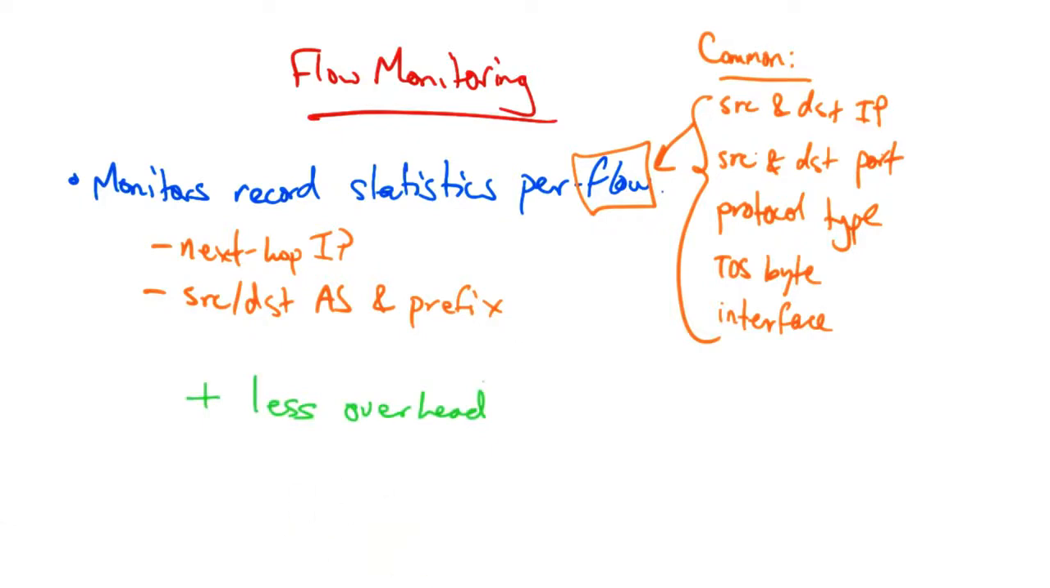Flow monitoring is much less overhead than packet monitoring, but it's also much more coarse than packet monitoring because the monitor does not see individual packets or payloads. Therefore, it's impossible to get certain information from flow monitoring, such as packet timing information.